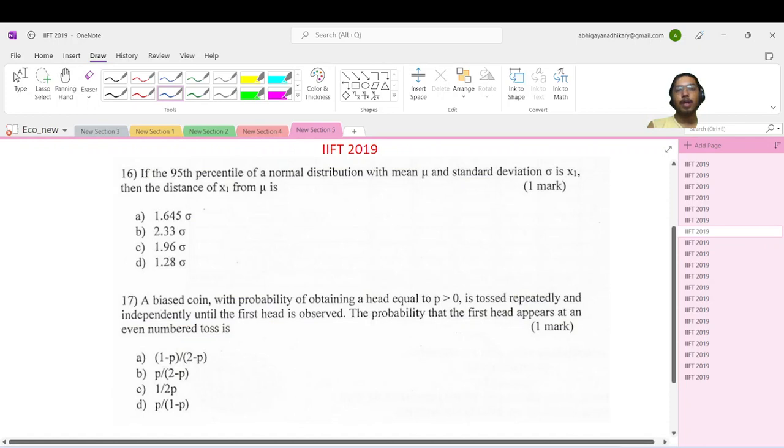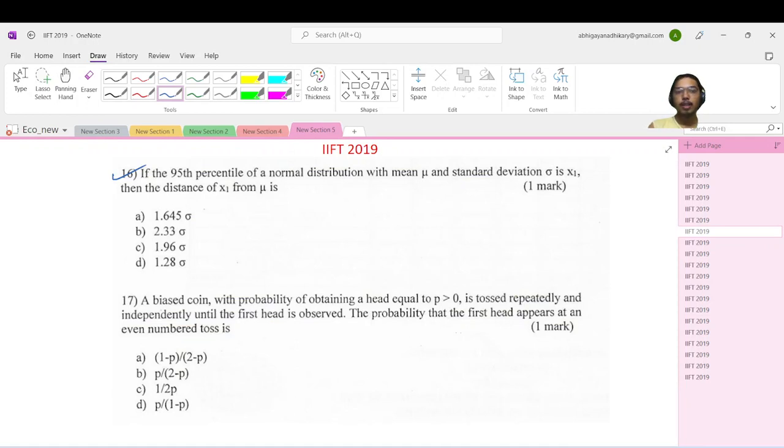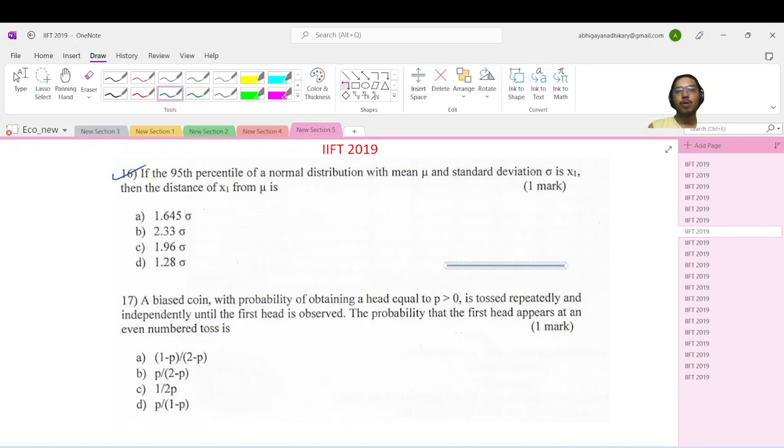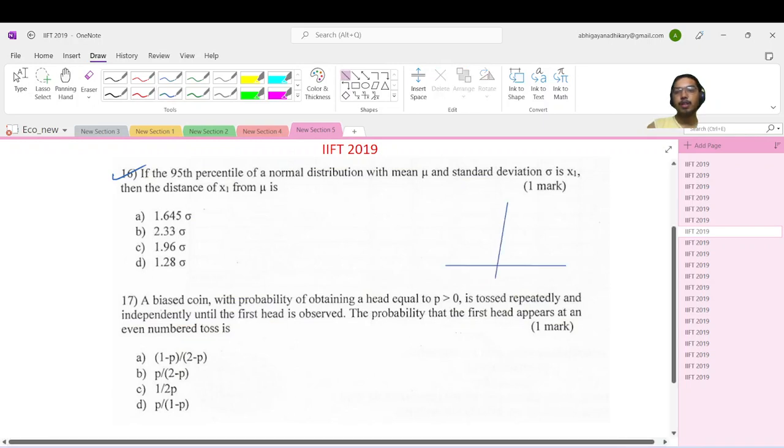So, today we are looking at the IIFT 2019 Economics Entrance Paper, question number 16. If the 95th percentile of the normal distribution with mean mu and standard deviation sigma is x1, then the distance of x1 from mu is. So, this is a straightforward question from theory. If you can just draw the rough figure, then we can easily understand this.